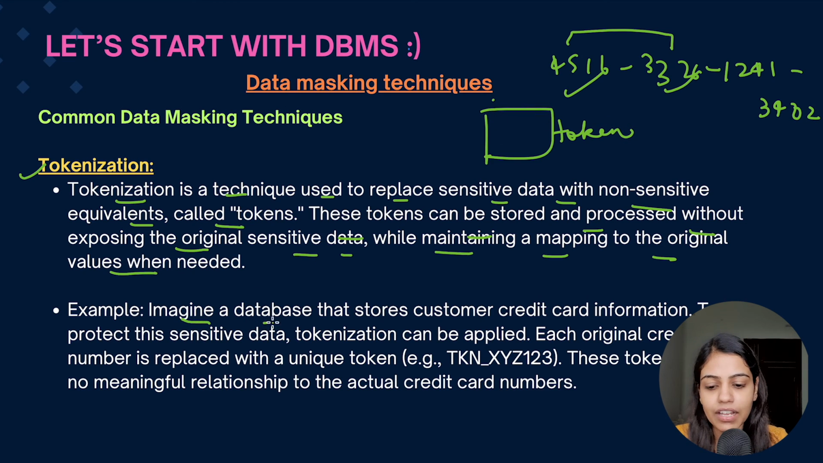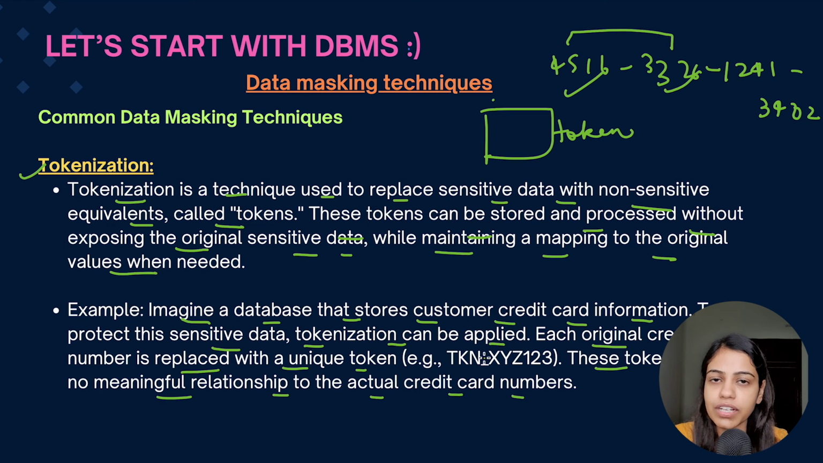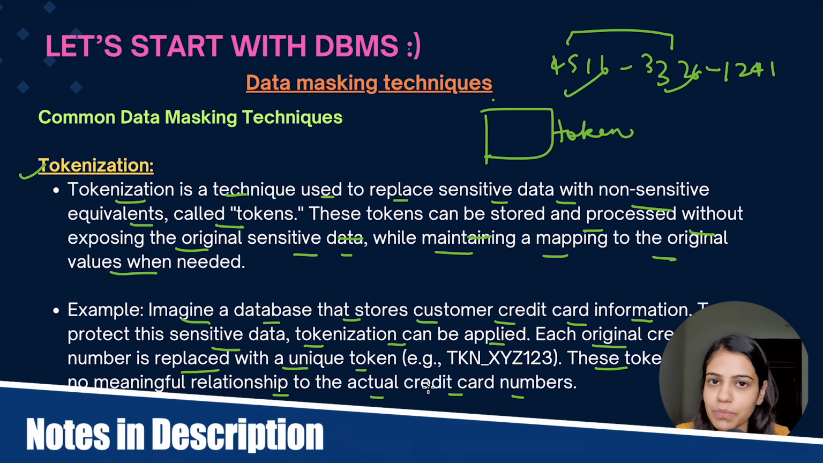So for example, imagine a database that stores customer credit card information. To protect the sensitive data, tokenization can be applied. Each original credit card number is replaced with a unique token. Consider TKNXYZ123. Now these tokens have no meaningful relationship to the actual credit card numbers, but we provide this tokenization so that we can mask our sensitive information. So this was all about common database masking techniques.